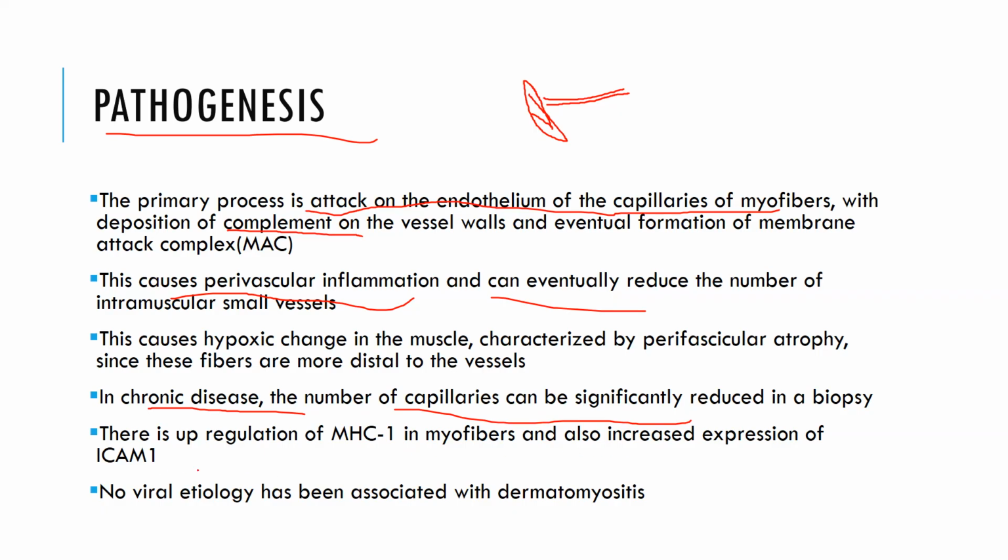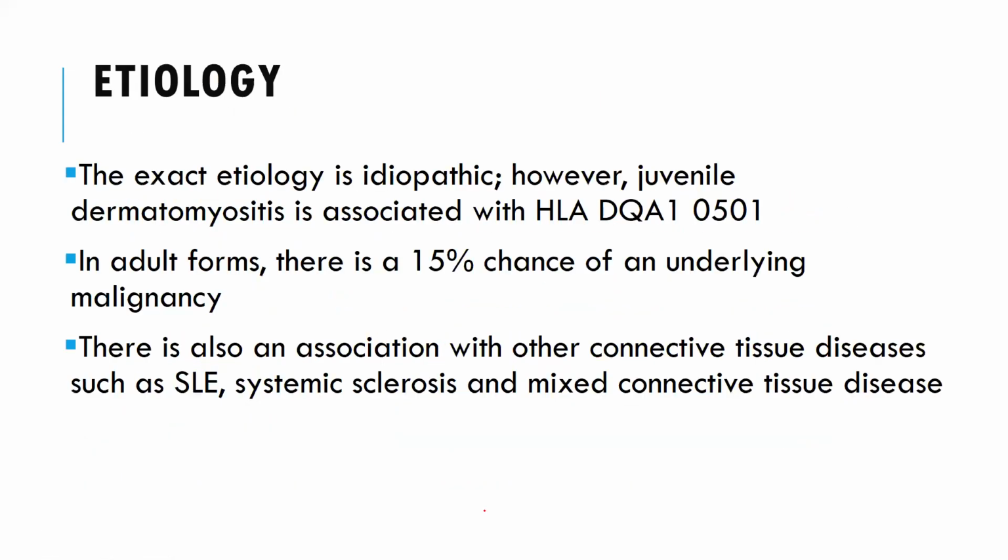This is more of molecular biology, but what you have to understand here, as simple as it is, is that you have a muscle supplied by a capillary. Now the immune system attacks the capillary endothelium of that blood vessel supplying the muscle. Since the muscle has no blood, it undergoes atrophy. There has been no viral etiology associated with dermatomyositis, so the exact cause is, up to date, not known. We don't know how this disease comes about.